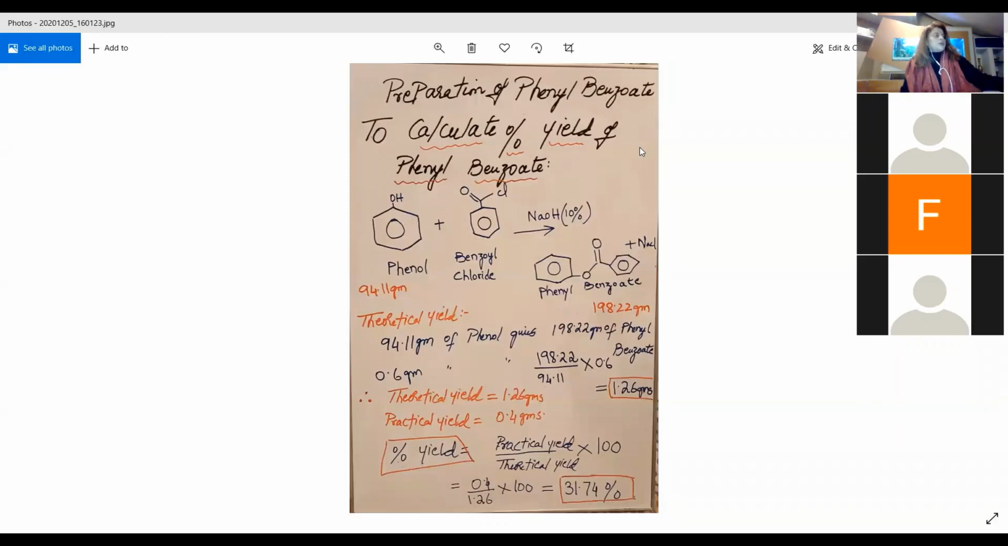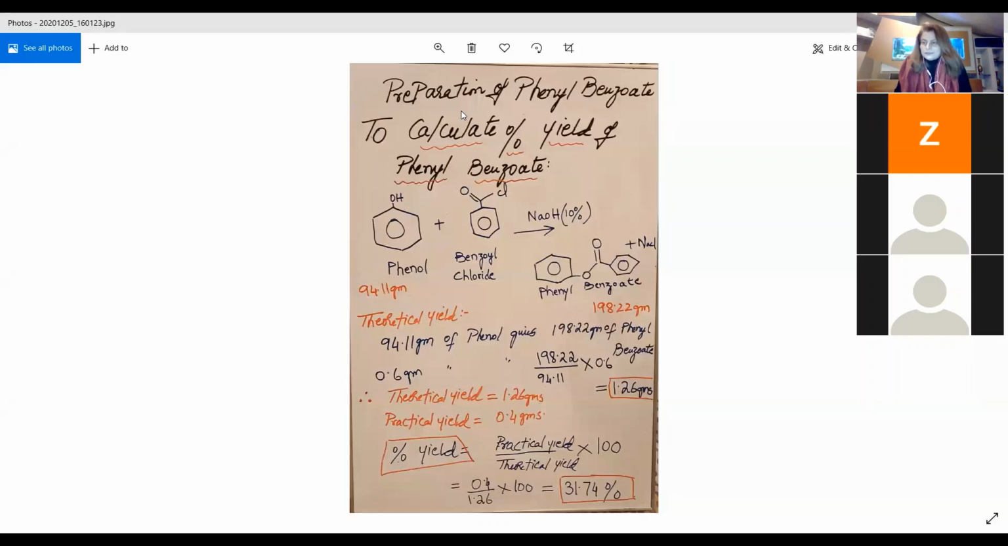Now, in the slide, can you see the new slide, preparation of phenyl benzoate, to calculate the percentage yield of phenyl benzoate? Can you see the slide? New slide? Yes. Okay. I have uploaded a full video on how to calculate the percentage yield, how to calculate the theoretical yield, and how you come to know the practical yield.